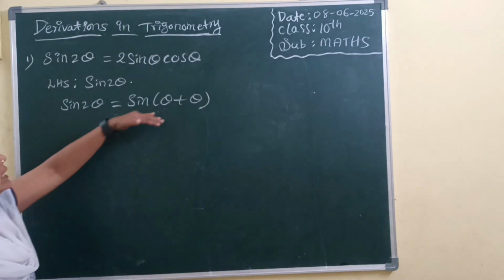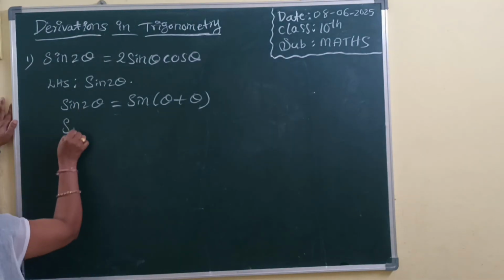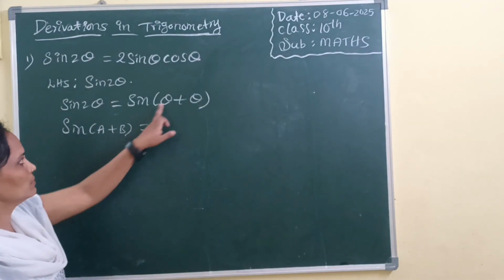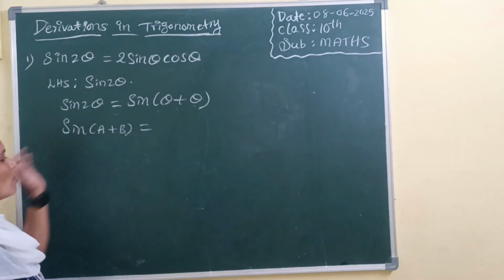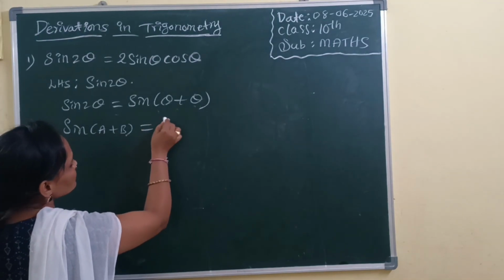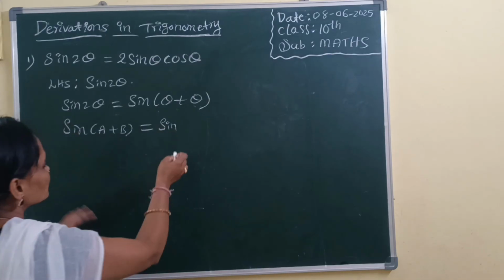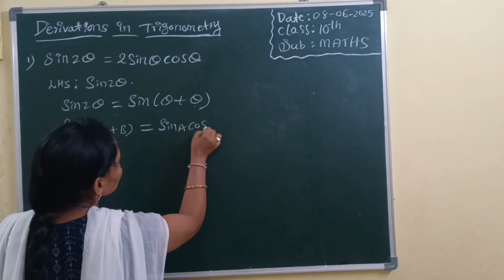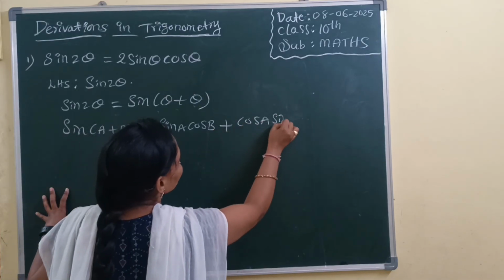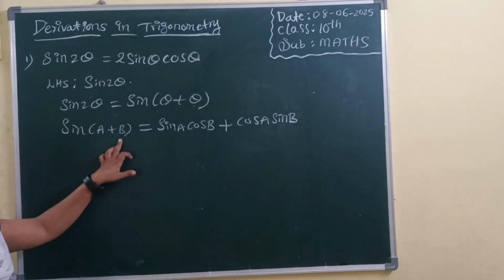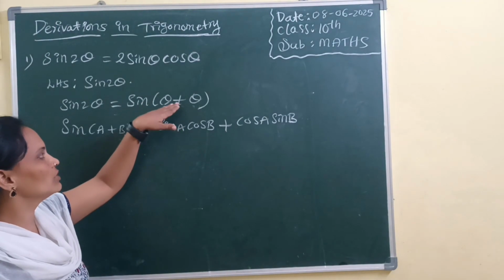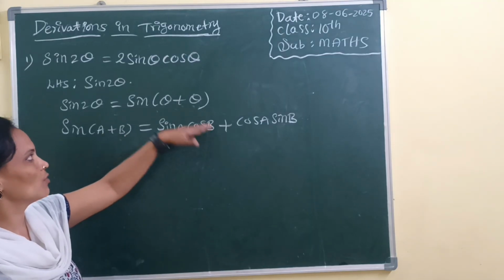Now it is in the form of sin of a plus b. This formula we can write as sin a cos b plus cos a sin b. This is the formula of sin of a plus b. Now sin of a plus b form is there, so we can apply this formula here.